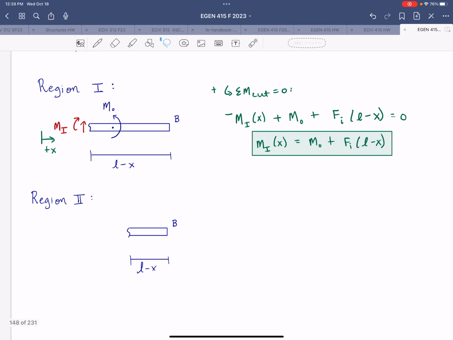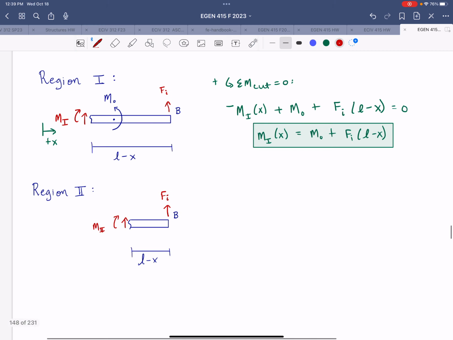Then for region 2, we just make a cut between the midspan and the free end. Expose those internal forces and moments. We're only interested in the moment. We still have that applied force. I forgot to draw it on the free body diagram above also, the fake applied force. X is still measured from the fixed end, the left end.